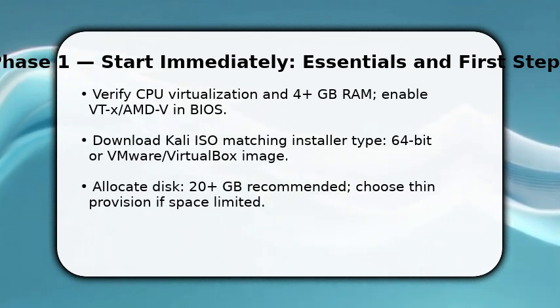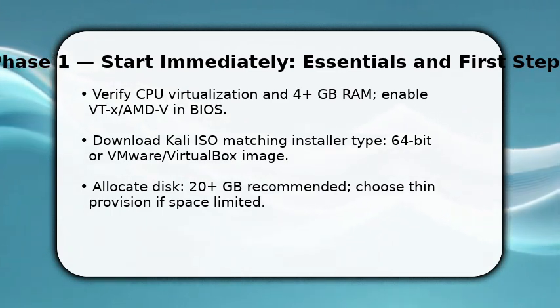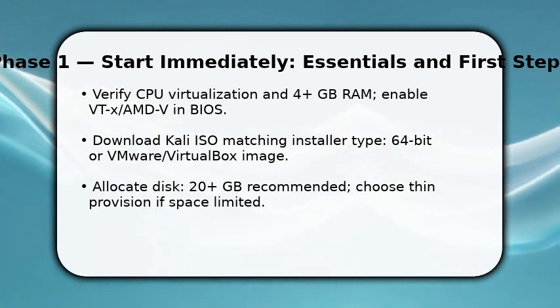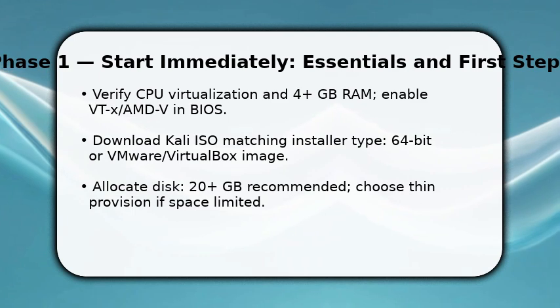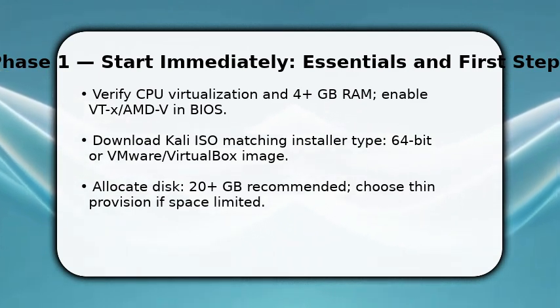Make sure to allocate at least 20 GB of disk and pick the right type, thin for constrained drives, fixed for consistent performance. Set network mode now, bridged for lab access, NAT for safer isolation. These steps cut later rework and let you move directly into VM creation.